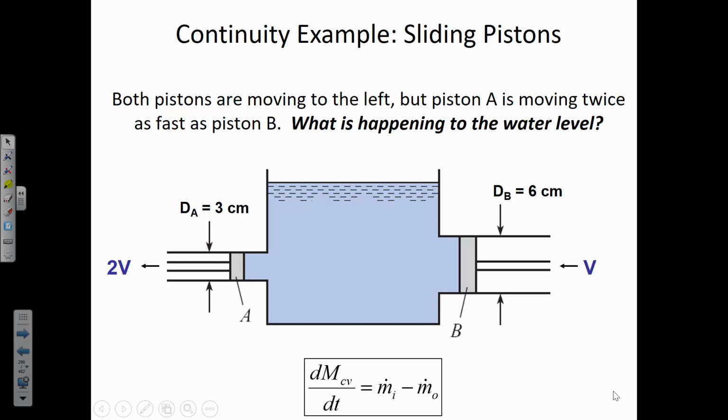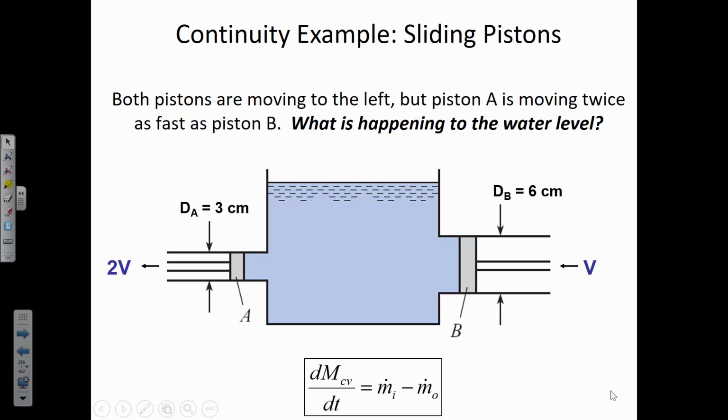All right, so consider this. We have a control volume. It's a tank. And at B, the piston is moving to the left at the rate of V, and so that's pushing water into the control volume. At A, the piston is also moving to the left, but it's moving to the left at 2V, and so that's drawing water out of the reservoir.